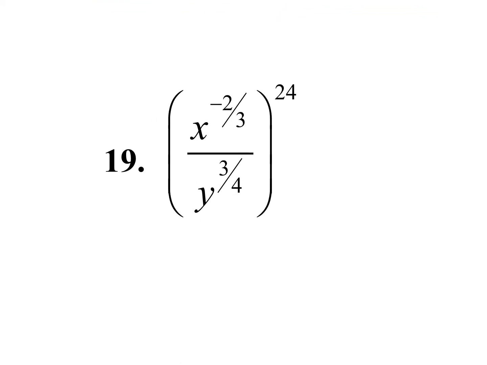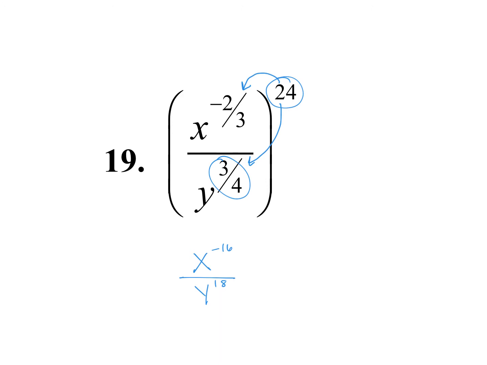Okay. 19, I would distribute the 24 to both of these things. And you can plug that into your calculator, right? -2/3 times 24. Or you can just do the mental math. That's fine too. So you would have on top, -2/3 of 24 is going to be a -16. Plug it into your calculator if you don't feel like doing that mental math. And then 3/4 times 24 is going to be 24 times 3 divided by 4. So that's going to be y to the 18th power.